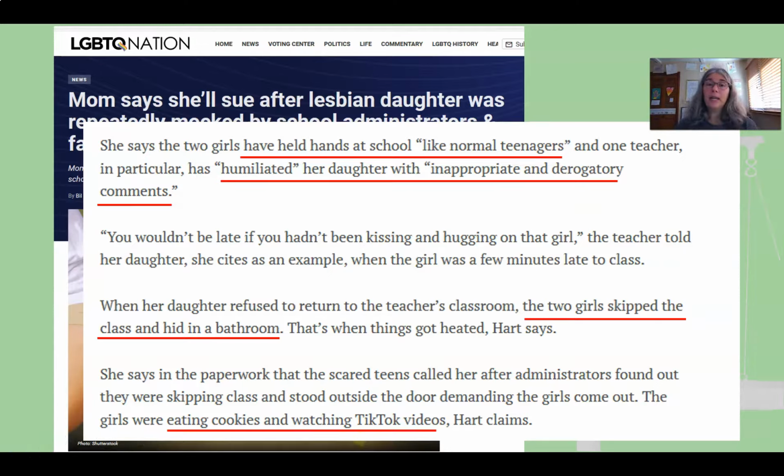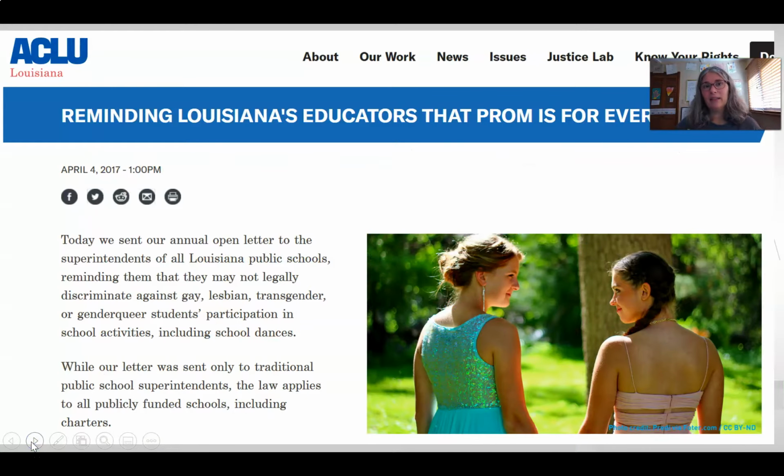a parent who is upset because her daughter was humiliated. So the two girls were a couple. They were holding hands in school like other couples are allowed to do at that school. And they say their daughter was humiliated by inappropriate comments by the teachers. The two girls were upset. They skipped class and hid in the bathroom. Now, actually, that's the big mistake that they made, because by skipping class, they did truly break a rule. And then they were found in there eating cookies and watching TikTok videos. So, again, the big reason that they ended up getting in trouble for that was because they skipped out on class. But students should be allowed to hold hands in school if that is under the school rules.